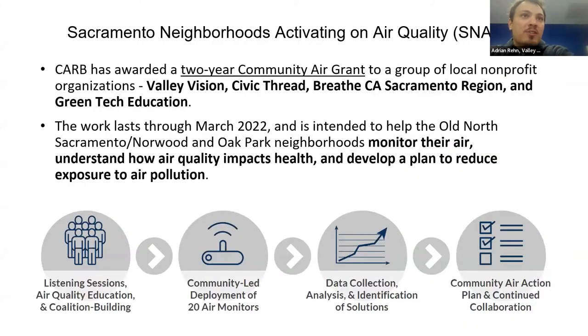So that brings us to our project today. Since about May of 2020, we've been working together, Valley Vision, Civic Thread, Breathe California, and Green Tech Education, on the Sacramento Neighborhoods Activating on Air Quality project with many of you. A few of the components of our work have included listening to community members about where they'd like air monitors located, then deploying solar-powered air quality monitors around North Sacramento and around Oak Park, educating our community, having some recent meetings, and even in-person walk audits that you'll hear from Kiara about, where we're actually beginning to identify actions and locations of concern in our neighborhoods. Ultimately the goal is creating a community air action plan for each neighborhood, one for North Sacramento and one for Oak Park. Next slide.